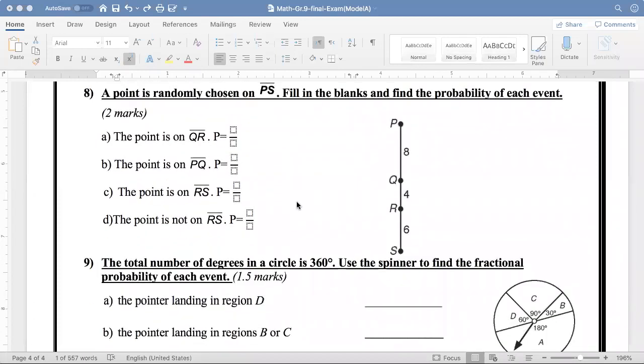Okay, number 8. There's something wrong in the program today. I don't know why it's doing like this.